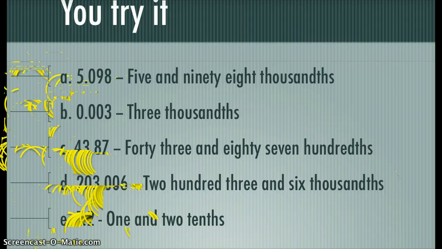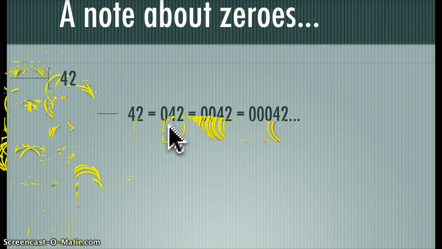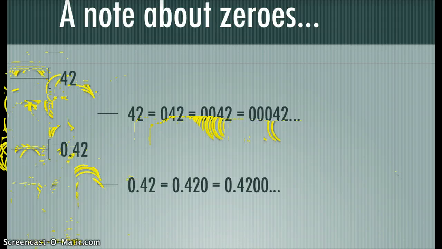A note about zeros. Let's look at the whole number 42. We know that 42 is the same thing as 042, which is the same thing as 0042, which is the same thing as 00042. It's not normal to do this, but you could add zeros in front of whole numbers and they wouldn't change. It's true of decimals in the reverse.